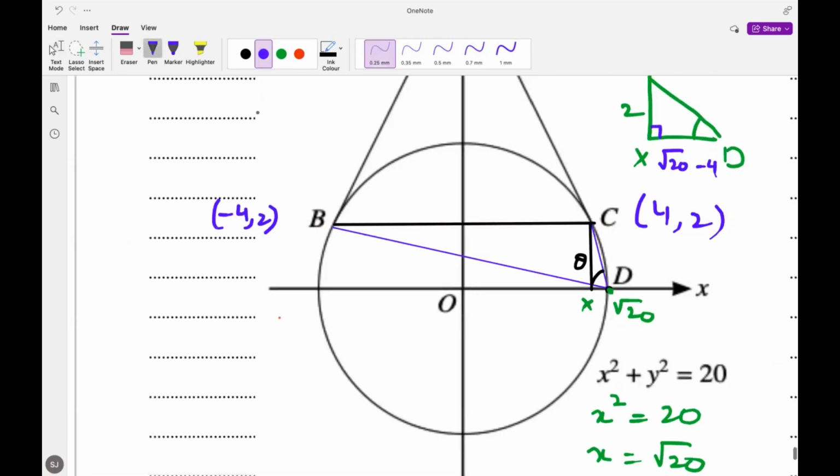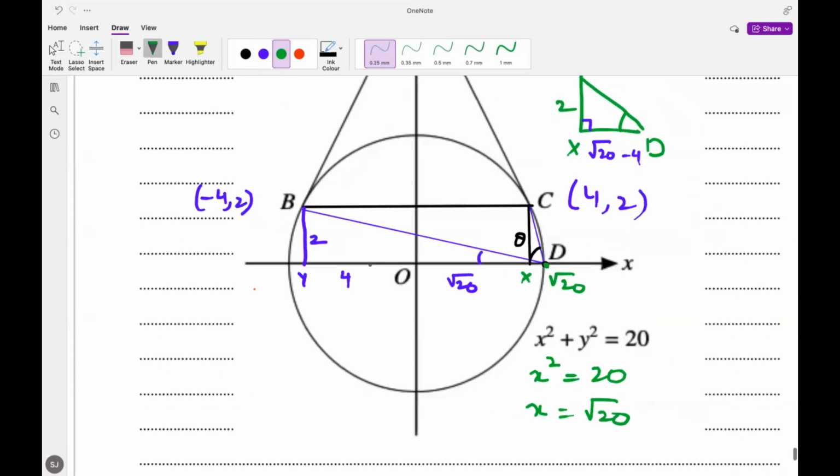Now to find the angle BDO, let's make a triangle from BD and let's call this point Y. Now we know that from O till D, the total length is square root of 20, and from O till Y, the length will be 4 as the x coordinate is 4 up here. This is 2. So to find the angle BDO, we can use tan inverse of 2 upon, and the adjacent length will be 4 plus square root of 20.